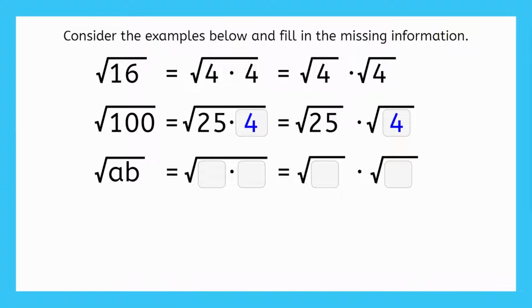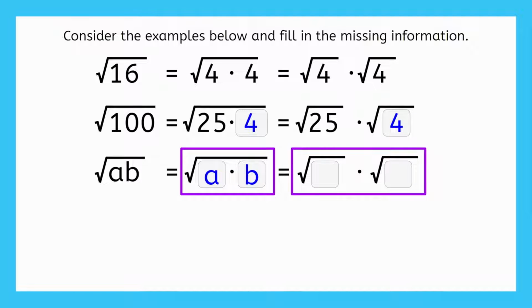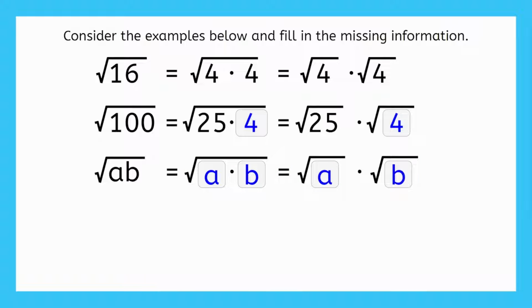Now, what about that last row? We've got some variables this time. The square root of AB equals the square root of what times what? Well, two variables next to each other means they're multiplying. So we could just rewrite them with the multiplication dot, and now we have the square root of A times B. Then this one radical can split into 2, giving us the square root of A times the square root of B.